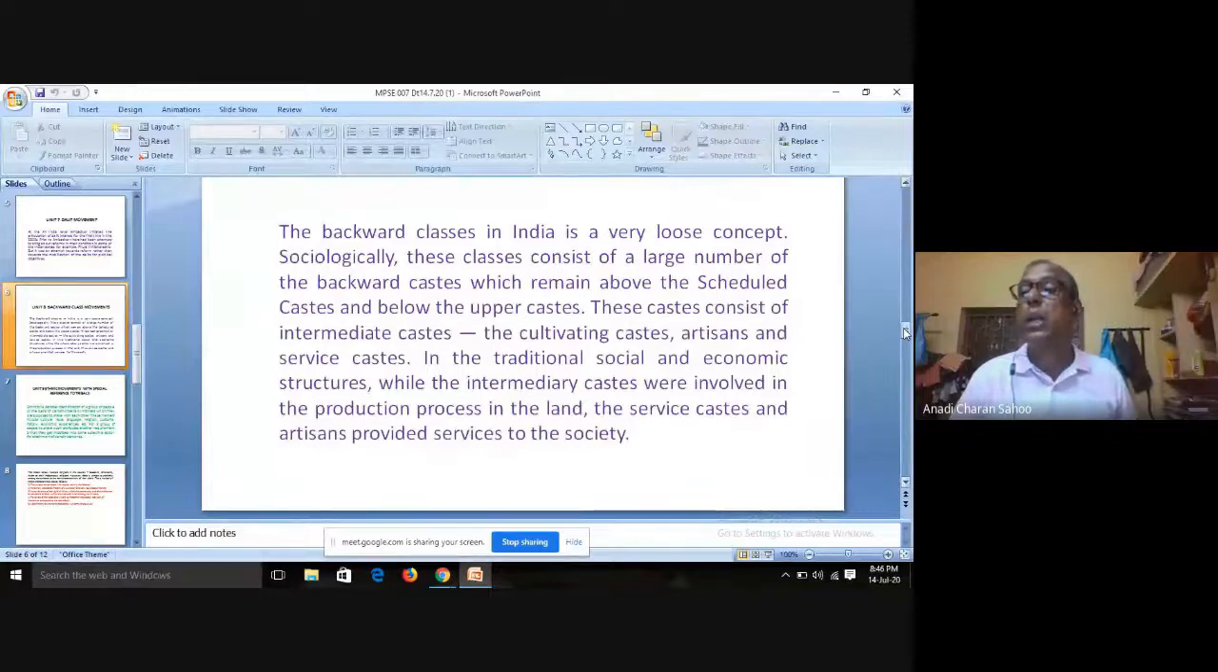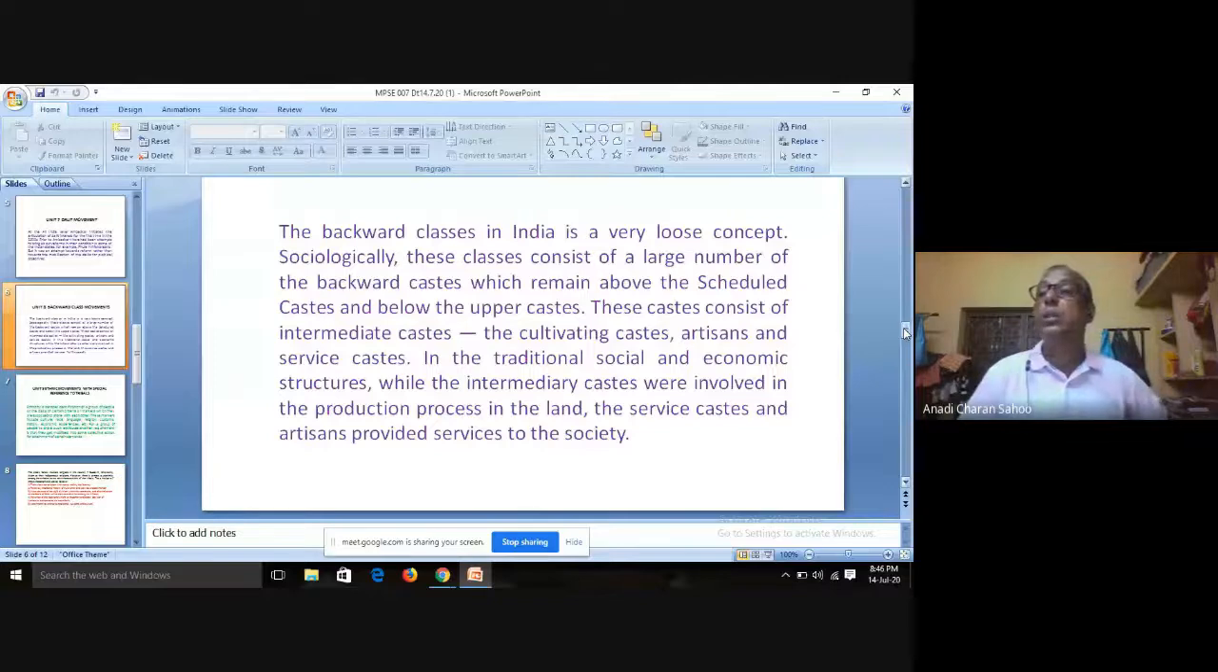The most important of these was the demand to implement Kaka Kalelkar report. Leaders like Mulayam Singh Yadav, B.P. Mandal were active during the period, but by the 1970s, AIBCF became defunct.